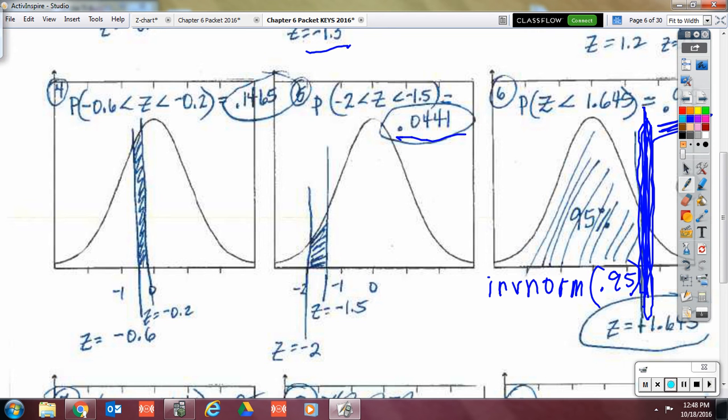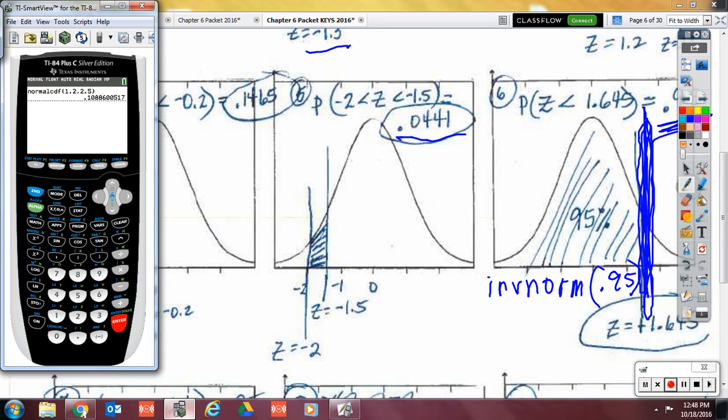So in fact, the z-score song is x minus the mean over the standard deviation. The next verse is inverse norm of the area below is the z at that spot. Okay? So let's find that and do that.